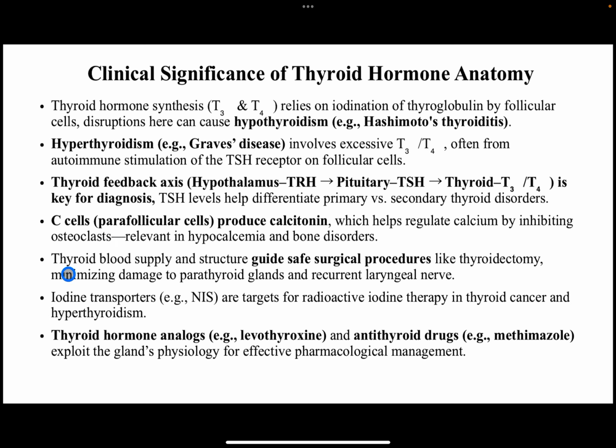Apart from that, thyroid blood supply and structure guide safe surgical procedures. When we started, I mentioned that the thyroid gland is highly vascularized, meaning we have a lot of blood vessels, including nerves, around the region where the thyroid gland is. That can guide you to be very careful when you perform surgical procedures and maneuver your way before you reach the thyroid gland.